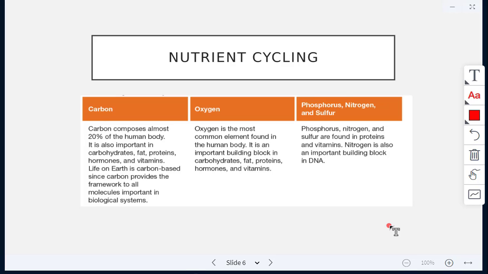So we're going to focus on the carbon cycle. Carbon makes up 20% of the human body. It's important in making up the carbohydrates, the fats, the proteins, hormones, and vitamins. Life on Earth is carbon-based, so all living organisms have carbon in them, and it's because it provides the framework to all molecules. Oxygen is the most common element found in the human body. It's important in carbohydrates, fats, proteins, hormones, and vitamins. And then lastly, phosphorus, nitrogen, and sulfur. They are found in proteins and they're found in vitamins. And then nitrogen is also important in the building block of DNA.